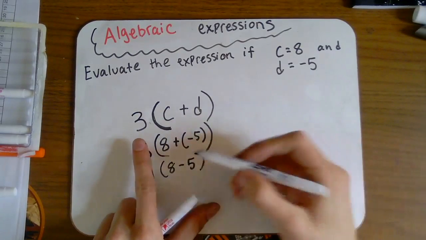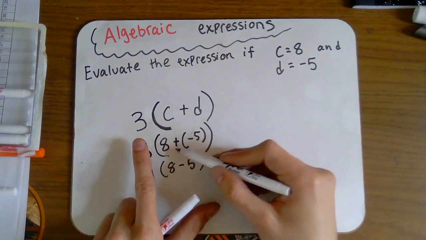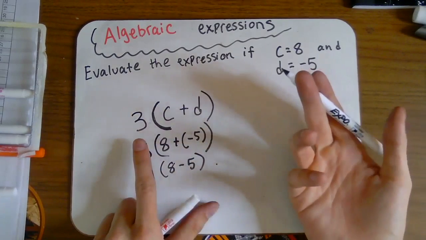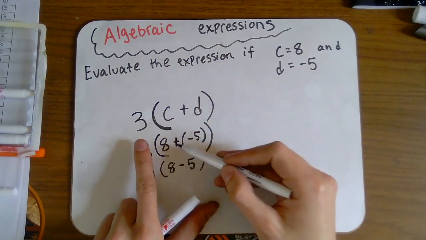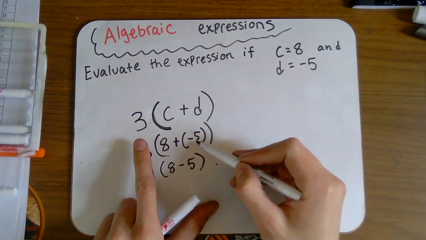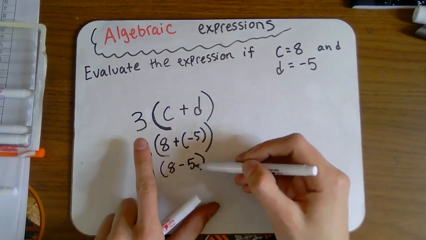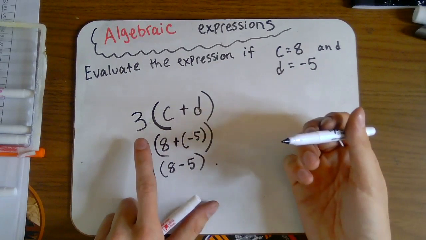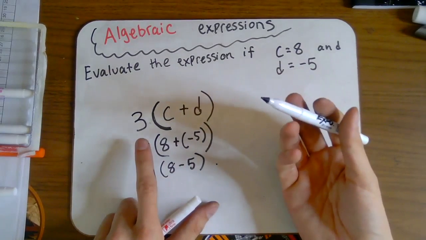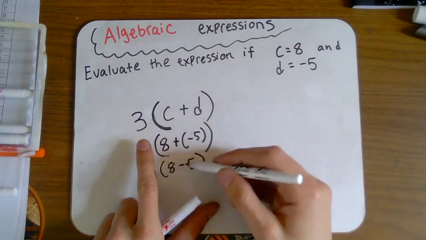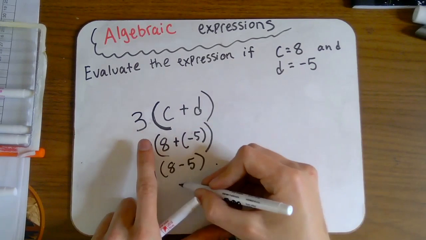You could think of this as adding a debt, right? If you're adding a debt, that means you're losing money. So if you have $8 and you're adding a debt of -5, you're losing $5. So this is the same thing as $8 minus 5. I find that money helps me to think of these kinds of real-world examples. So you can do 8 minus 5. You can see that that's going to be 3.